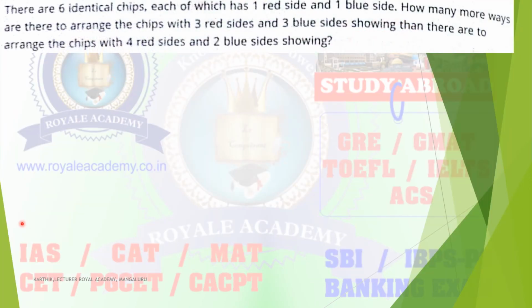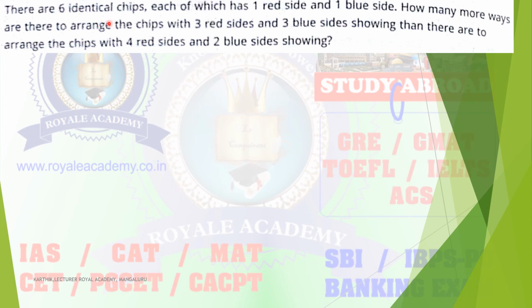Next one: there are 6 identical chips, each of which has one red side and one blue side. How many more ways are there to arrange the chips with 3 red sides and 3 blue sides than to arrange the chips with 4 red sides and 2 blue sides? So this is also a combination type of problem.